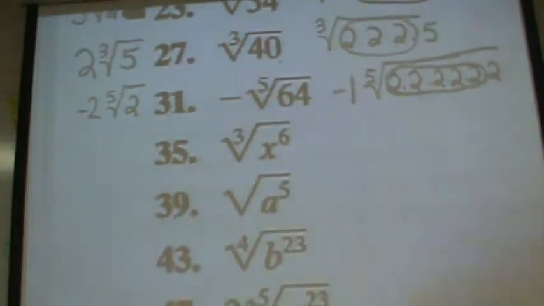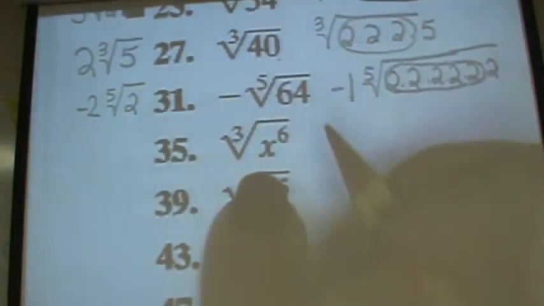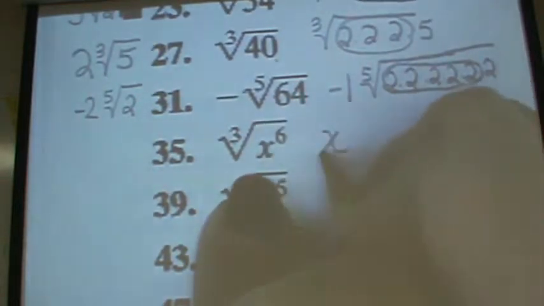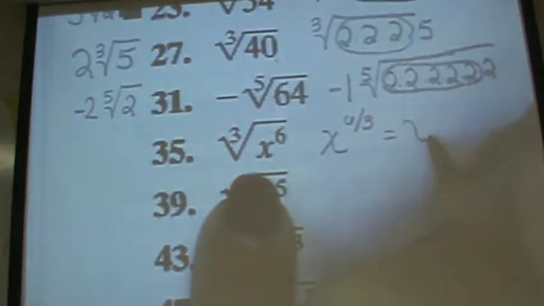Now we have some variables here. I would rewrite this as 6 over 3. Now because that reduces to 2, that's your answer.